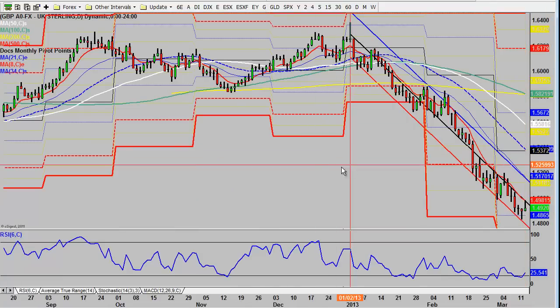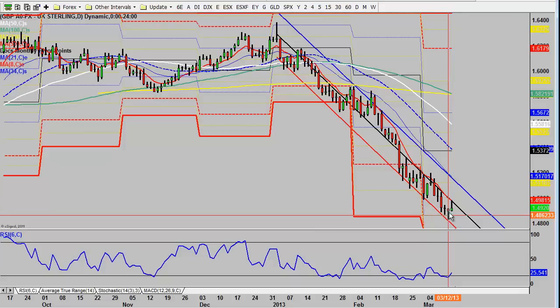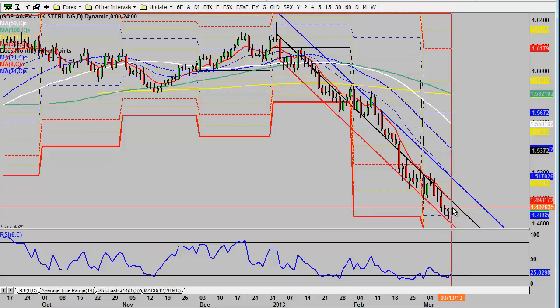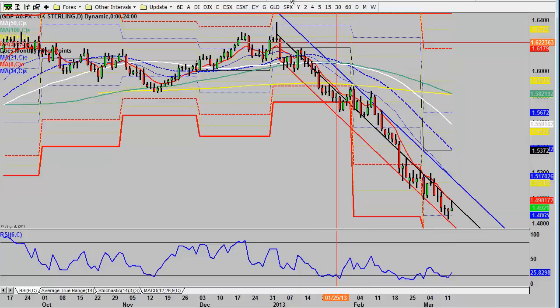Cable for me doesn't look too far different. We saw this morning it all looked quite rosy with yesterday's hammers chucked in there, and we saw quite a nice move up. All it ran up to is back into the mean regression here, and it's reacted off that at the moment.